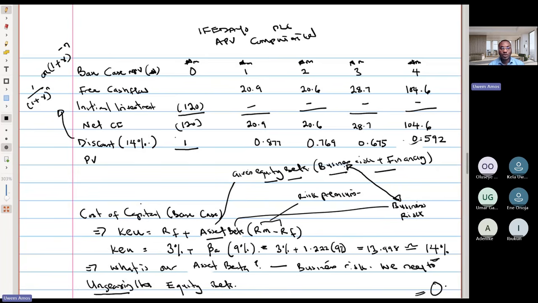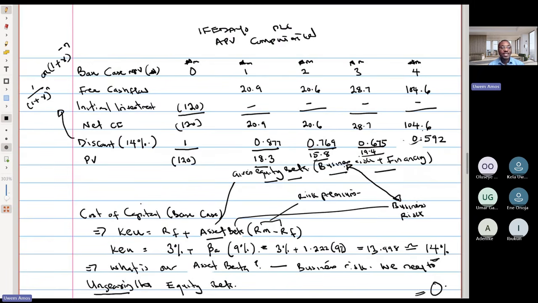All right, so that's 120 multiplied by 1 gives us minus 120. 20.9 multiplied by 0.877 gives us, by my calculator, 18.3. 20.6 multiplied by 0.769, I have 15.8. 28.7 multiplied by 0.675, I have 19.4. I wrote that too close to that.